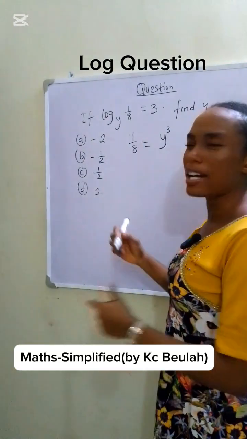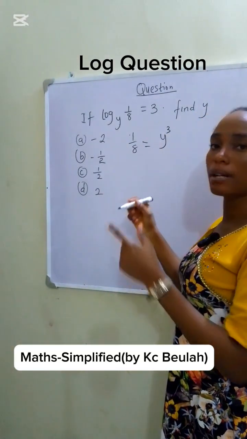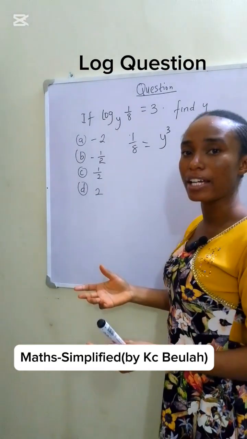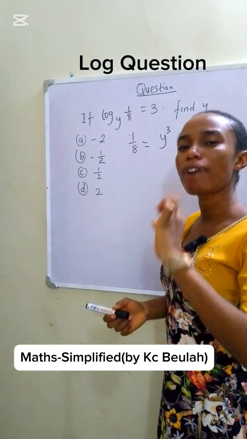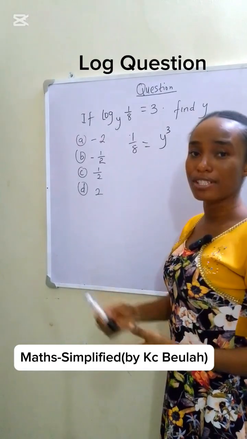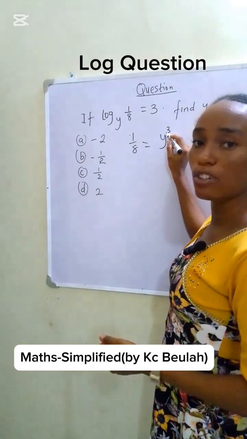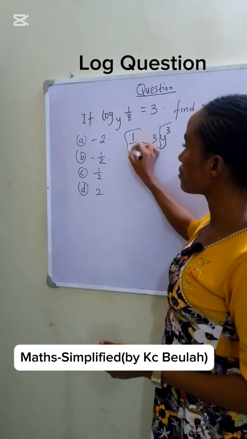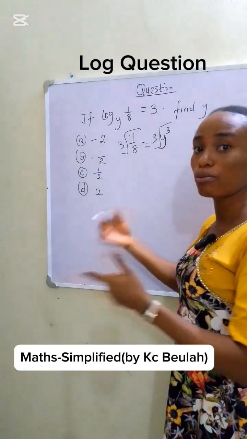Now this is y raised to power 3. If it's raised to power 3, how will I find y? The next step is to find the cube roots of both sides. So if I find the cube root of both sides, I'll say cube root of this, cube root of this. I'm finding the cube root of both sides.